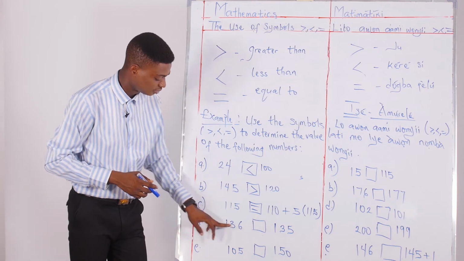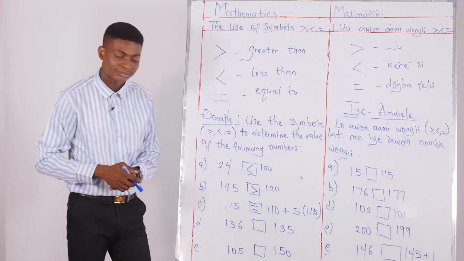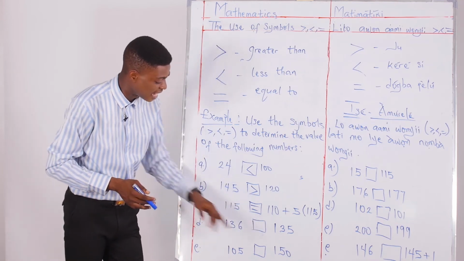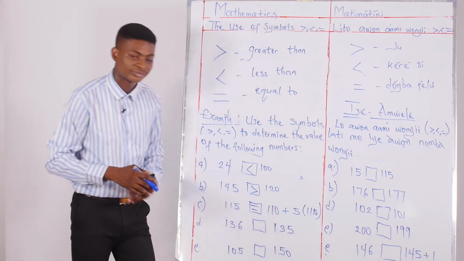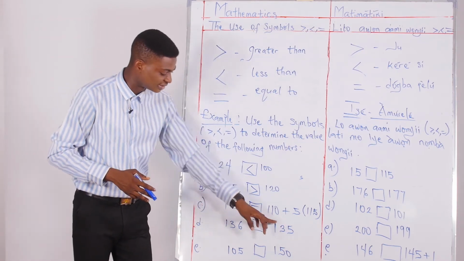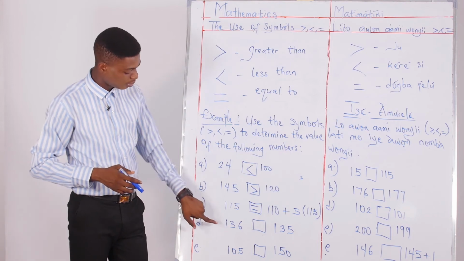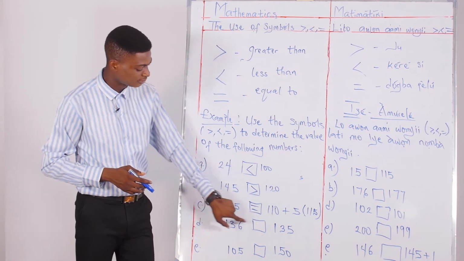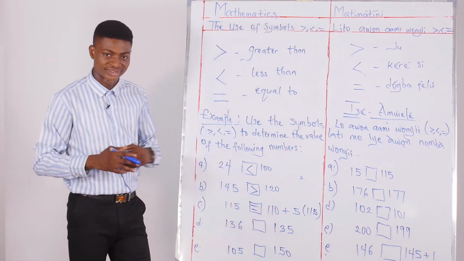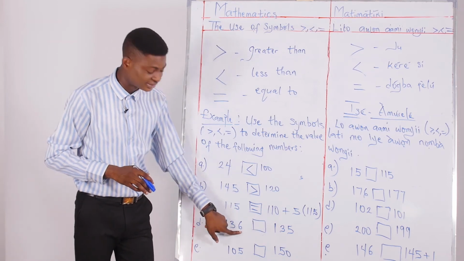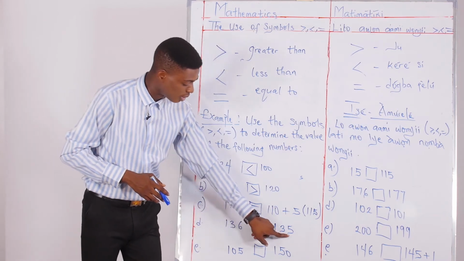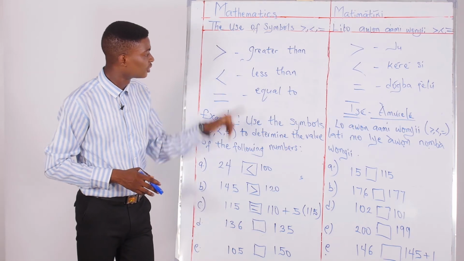This is the next one. We have 136, which is 136. And on the other side, I have 135. Having the same highest place value, the hundreds are the same. We have 1 here, we have 1 here. The tens, we have 3, we have 3. The same. Look at the unit. This is 6, while this is 5. So is 6 greater than 5?